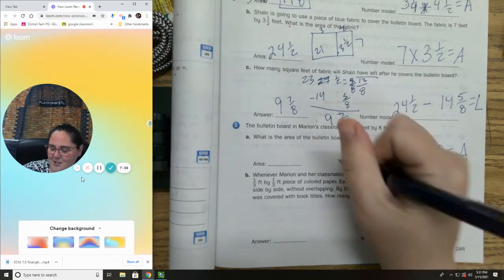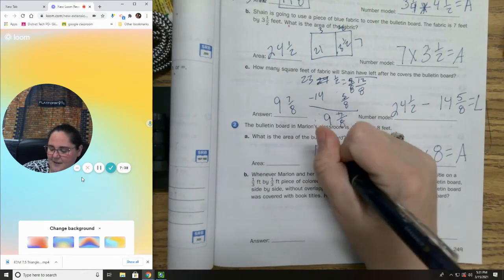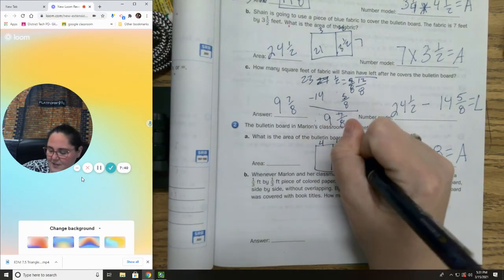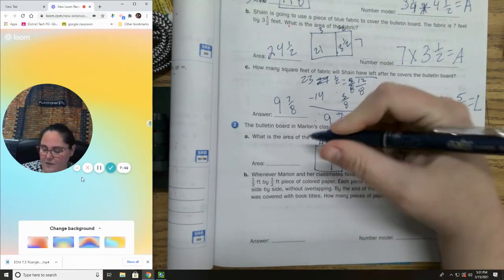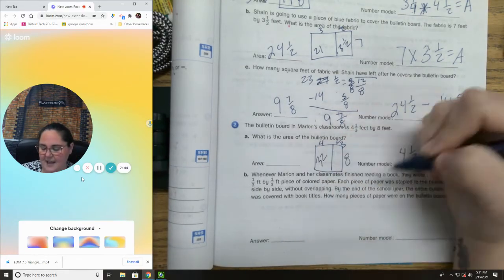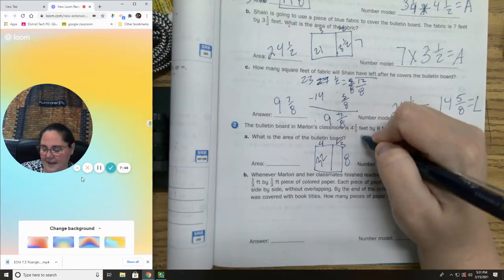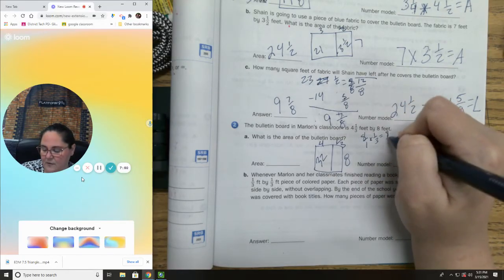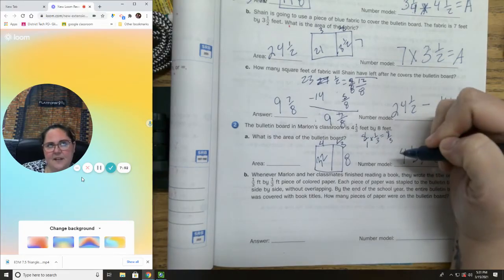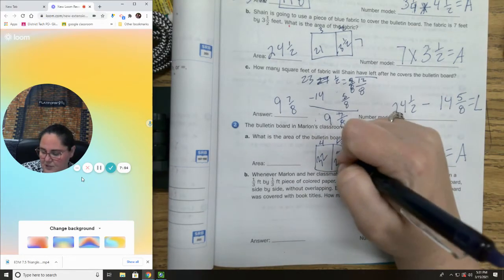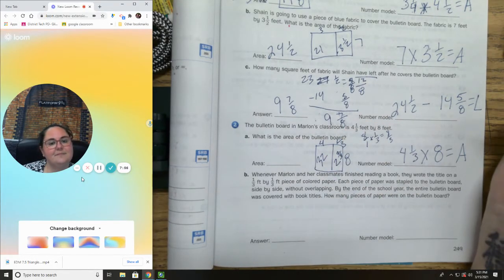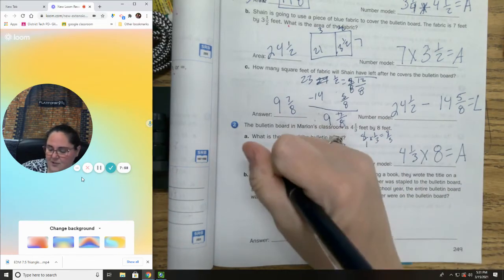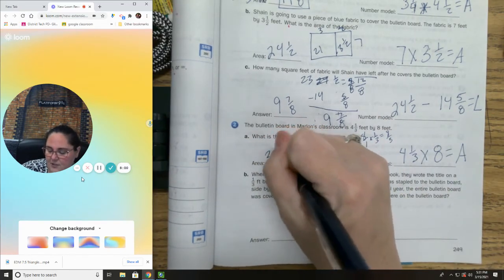All right, I'm going to do area model for this one. 4 1/3 times 8. 4 times 8 is 32. 8 times 1/3, okay, 8/1 times 1/3 equals 8/3. 8 divided by 3 is 2 2/3. So your answer should be 34 2/3.